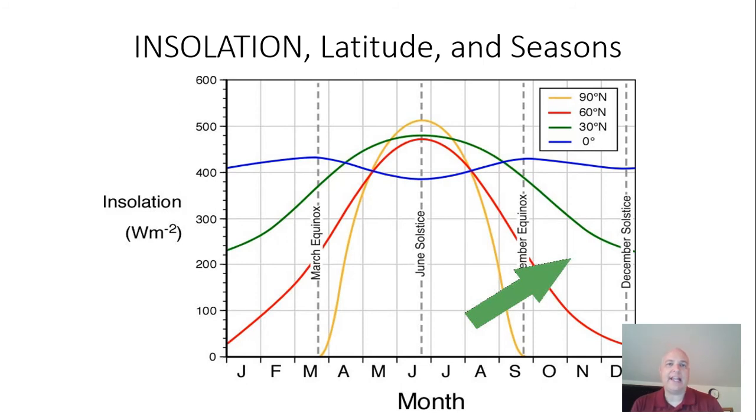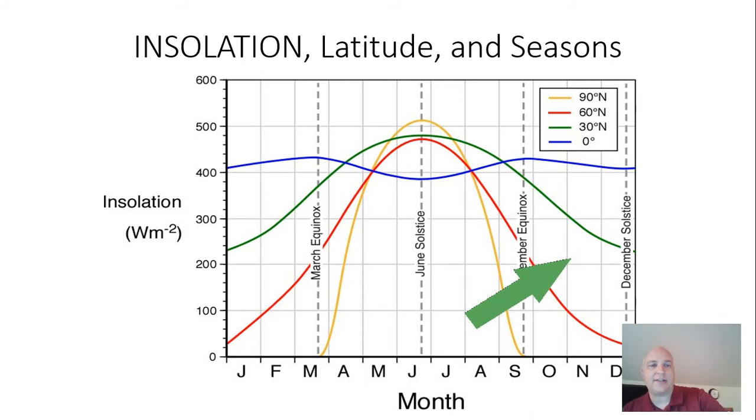Now, if I were to look at insolation versus latitude in the seasons, this is a really cool graphic I got. Now, the different color lines represent the different latitudes. You'll see the vertical dashed lines on this graphic. For example, you see March equinox, June solstice. This is the September equinox just below that big green arrow. And then December, the winter solstice, is on the far right, the dashed vertical line.